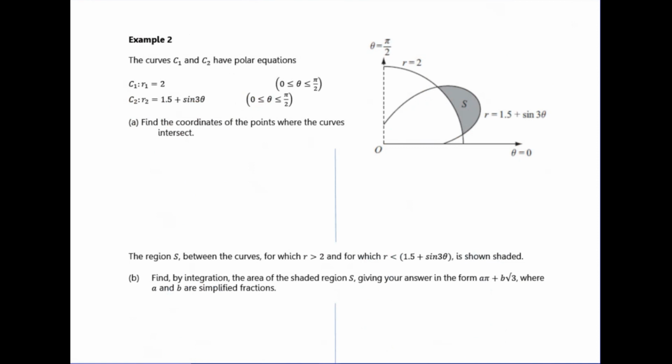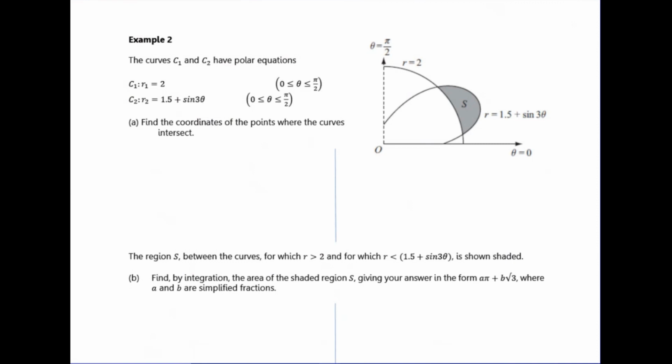Right, let's have a look at example 2. So again, we've got 2 polar curves here. C1 is r equals 2, so that's just a circle centered on the pole with radius 2. And we've got this curve here, r equals 1.5 plus sine 3 theta, which is this curve shown in the diagram. And both these are just between 0 and pi over 2.